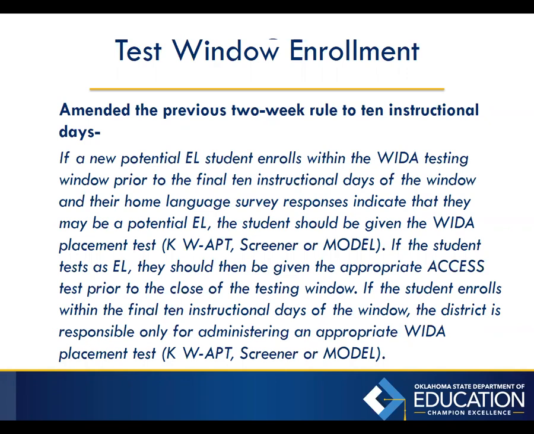So if a student comes in, you just count back instructional days within the test window. If it's greater than 10, they get identified and ACCESS tested. If it's fewer than 10, they just get screened.